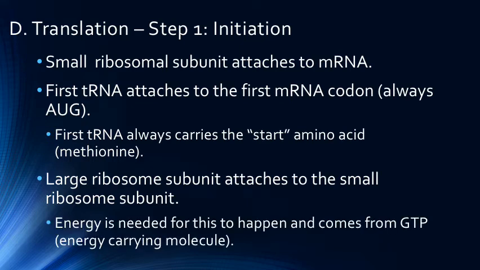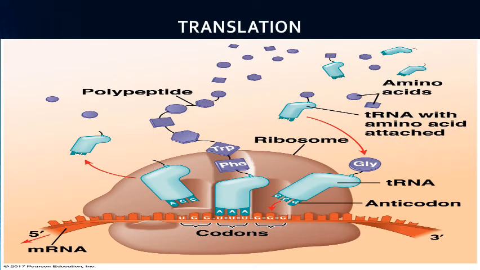Energy is needed for this to happen, and it comes from a molecule called GDP. We're not going to spend a whole lot of time on that molecule, but just know that it's helping with the translation process. So this is pictured on page 347 of your books. So let's take a look at this picture and dissect it a little bit.